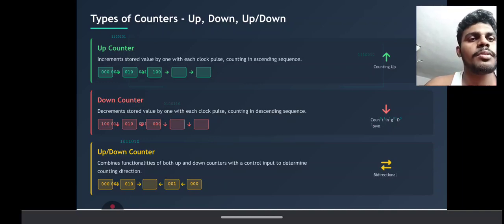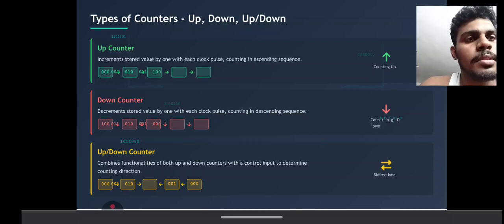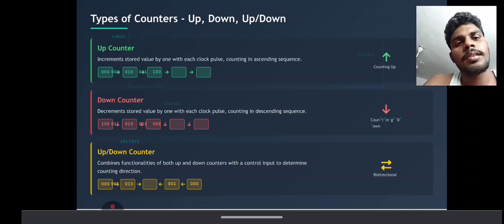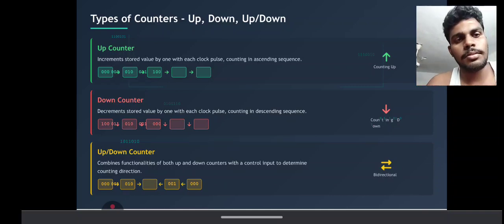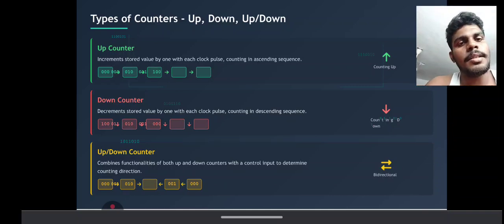An up and down counter is a combination of the functions of both, with a control input determining the counting direction. This is an up counter, this is a down counter, this is bidirectional.